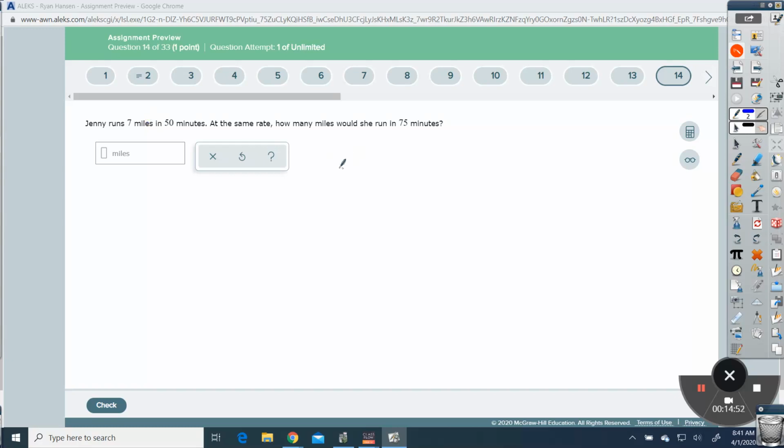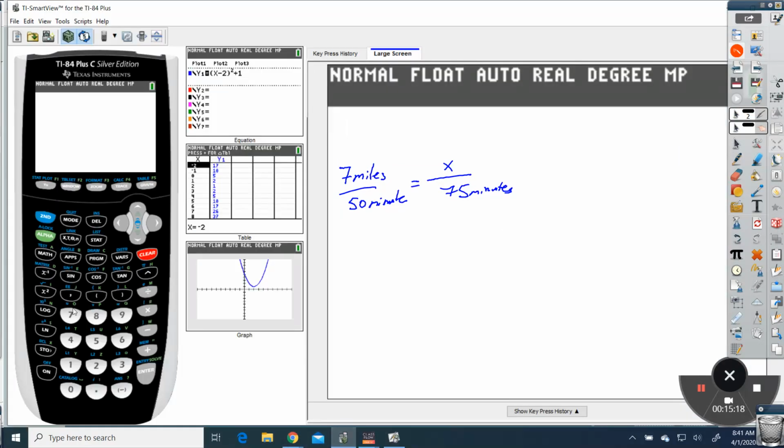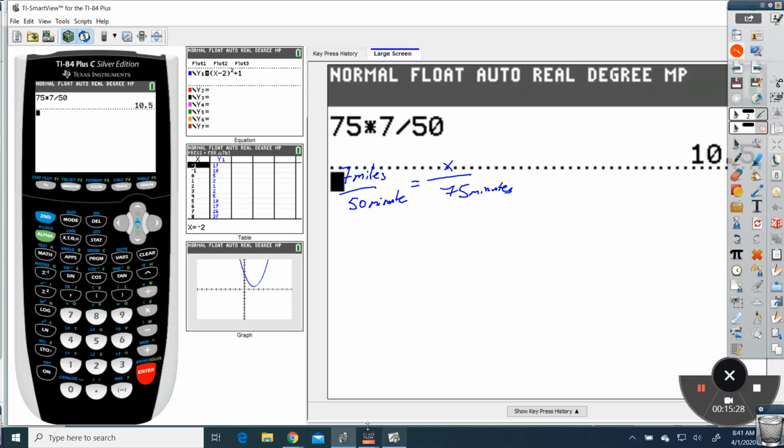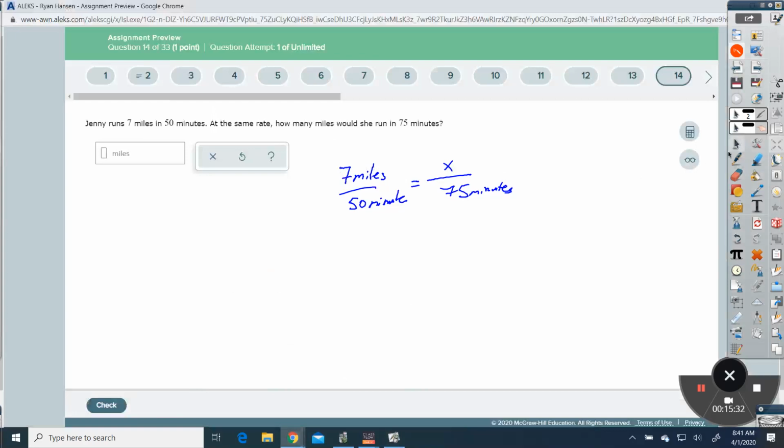It says Jenny runs 7 miles in 50 minutes. So I'm just going to set that up, 7 miles in 50 minutes. At the same rate, how many miles would she run in 75 minutes? So minutes goes on the bottom, miles goes on top. I now have a proportion. So I can just cross multiply 75 times 7, divide it by 50. So I'm going to go to my calculator. 75 times 7 divided by 50. And it says 10.5. So I'd come back to here and type in 10.5 miles right here. Okay, so that's that problem.